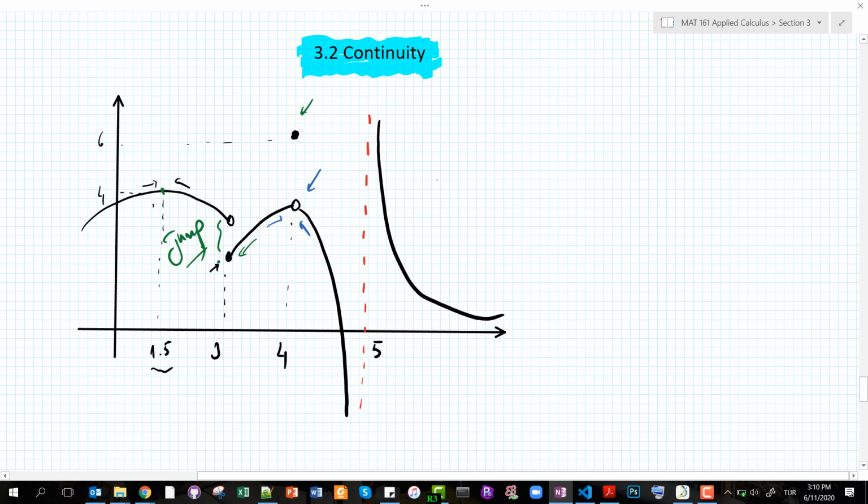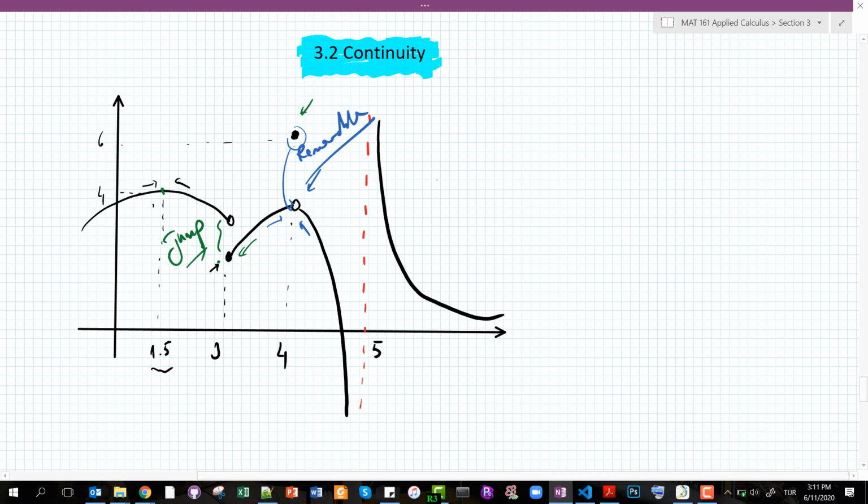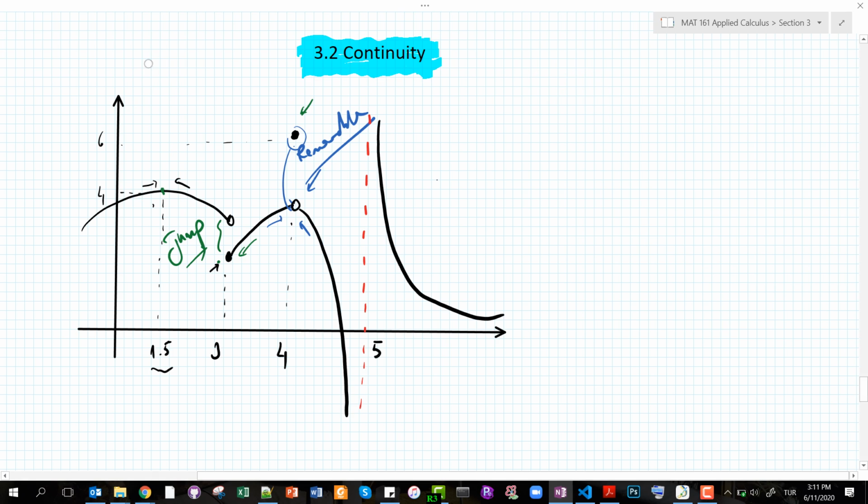This gap can be filled. If you define this point, if you bring this down here, maybe you can do that or not. But if you can do that, this gap can be removed. That's why this is going to be the removable type of discontinuity. And then there is another type of discontinuity when x equals 5. As you see from the graph, this type of discontinuity is going to be the infinite type of discontinuity. So basically these are the 3 types of discontinuity, but there are some similar problems about the behavior of this function.